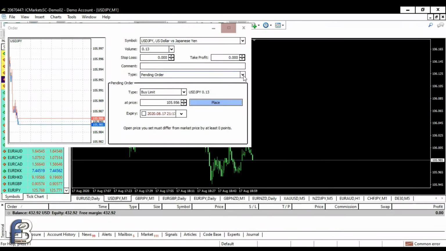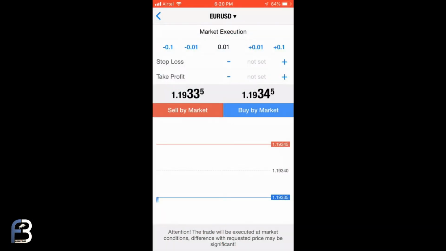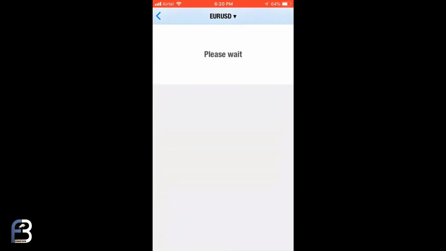To put a sell limit order, similarly you need to select pending order, then sell limit from here, put the values where you want to enter, and place the order. And same thing with mobile trading: select sell limit, put the values, and place your order.